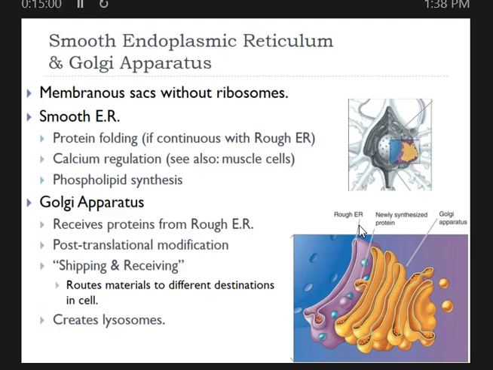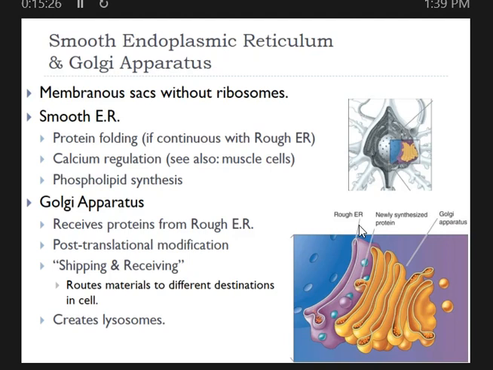Another major membranous sac that exists within your cell body is your Golgi apparatus, named after that same guy, Camillo Golgi, because he's the one that discovered it. Oftentimes this is referred to as a shipping and receiving center. The idea is that your ribosomes create and translate proteins and inject them into the endoplasmic reticulum. So that's this blue structure here, the rough ER.